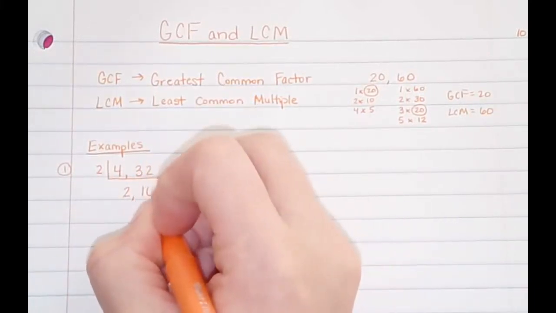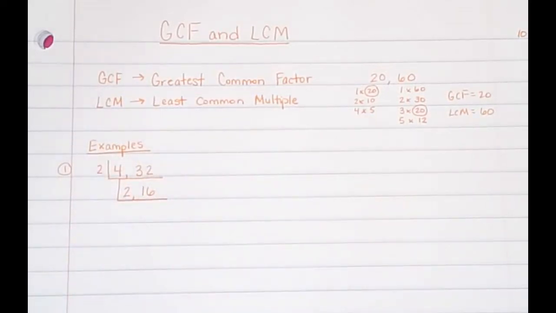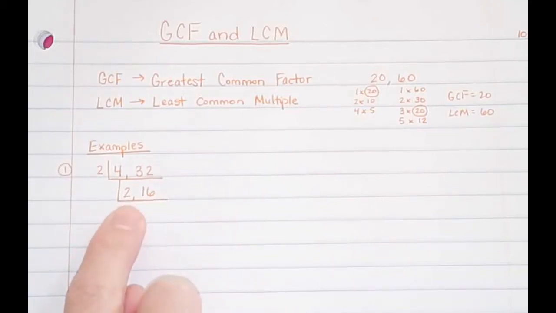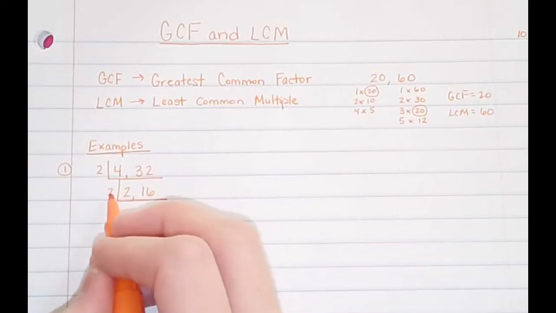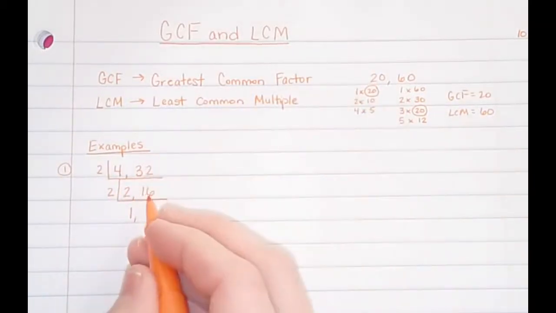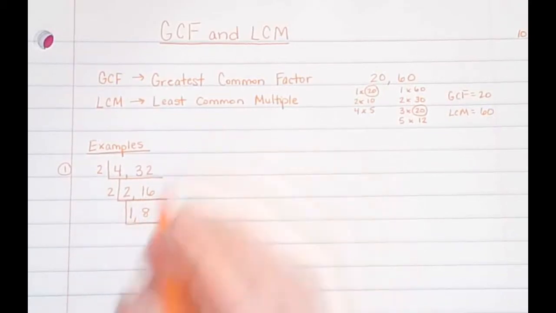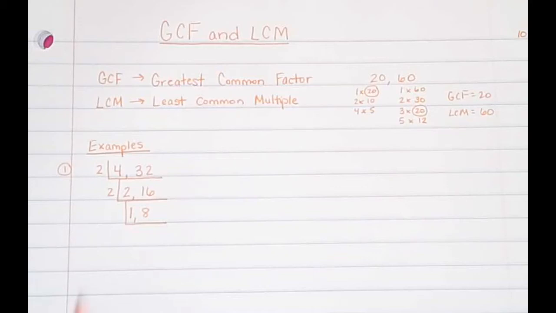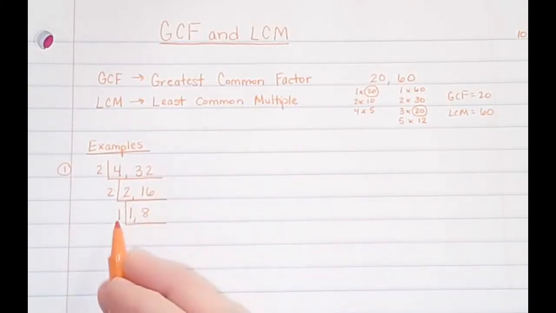Then you draw your next layer. What's the number that goes into 2 and also goes into 16? The only thing that's going to work besides 1 is 2. So 2 divided by 2 is 1, and 16 divided by 2 is 8. Anytime you get a 1 down here, you know that you're finished. What's the only number that goes into 1 and also goes into 8? That has to be 1. When you get a 1 out, you're done. You can't do anything else, so your cake is finished.